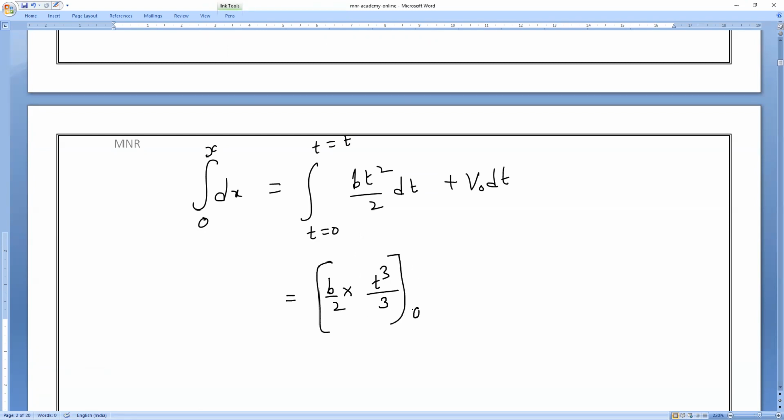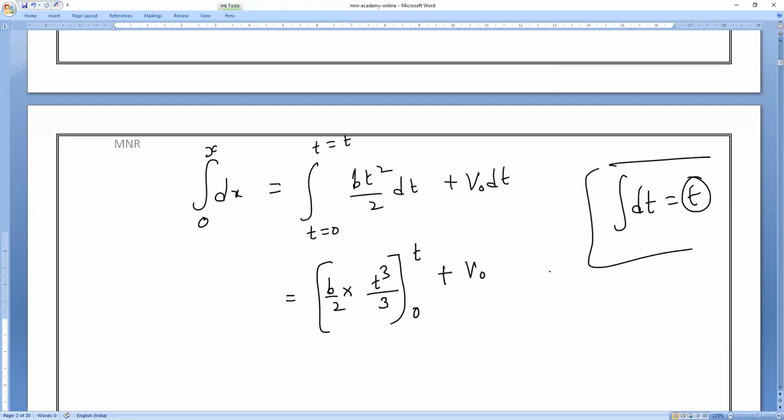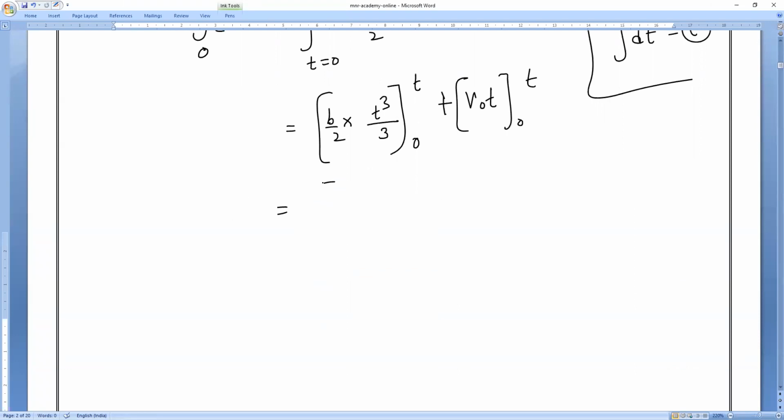The limits are 0 to t, plus v is a constant, v dt. What is the integration of dt? We all know it is t. Is it right or wrong? So which is equal to substituting the limits 0 to t. Now if you substitute the t value.